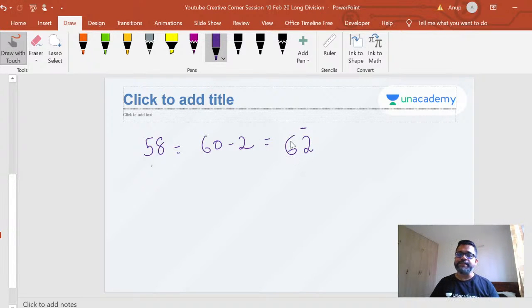You know what that means? It's 6, 60 is on the tens place, and on the units place, you have a minus 2. So 58 can be written as 6 bar 2, but this is with a negative number here. Similarly, if I write 77, right, I will write it as 80 minus 3, right? 80 minus 3 is 77. So that will be written as 8 bar 3.